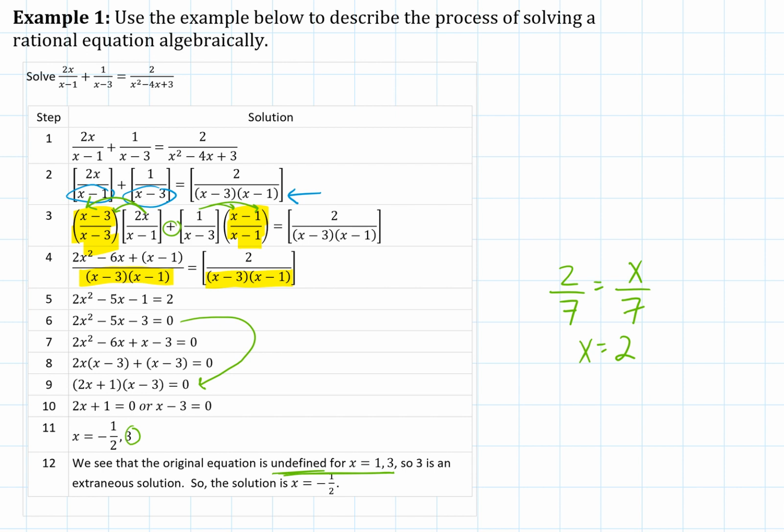So 3 cannot possibly be a solution. Therefore, we cross it off. It's called an extraneous solution. Inside the word extraneous, do you see the word extra? So an extraneous solution is a value that appears to make the equation true, but does not actually satisfy the equation, right? 3 came up, it looked like it was going to work, but we had to be really careful to double check against our discontinuities.